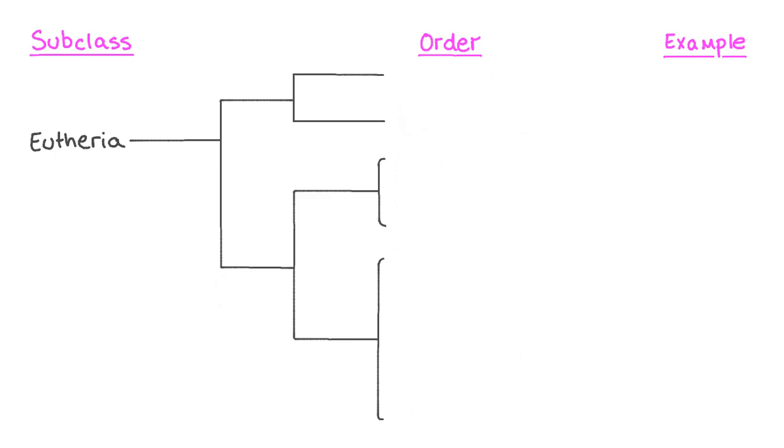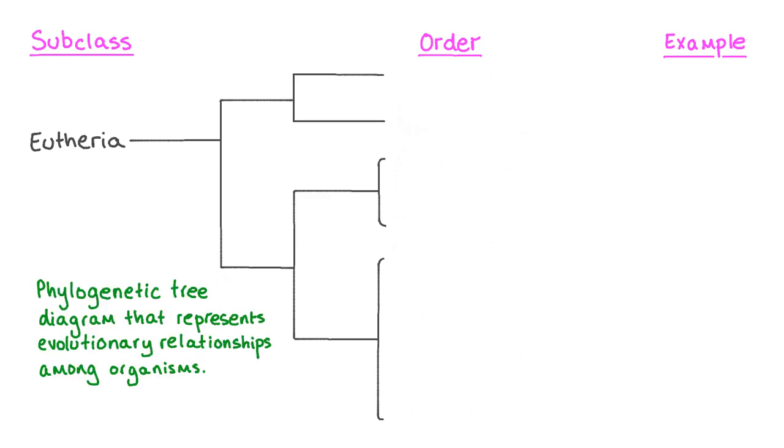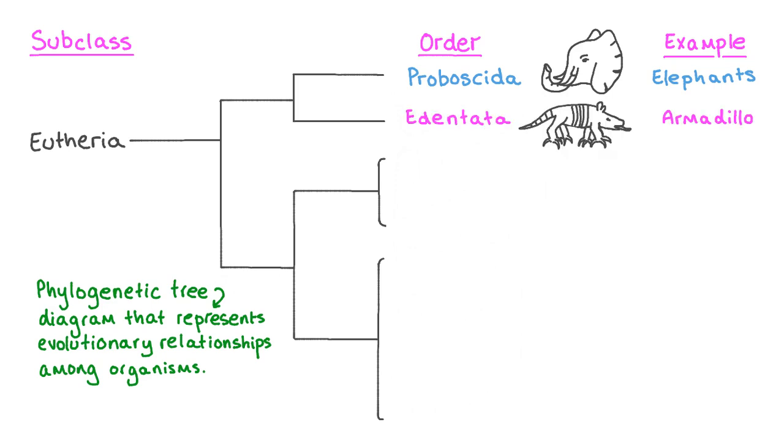As this subclass is so diverse, let's take a look at some of the features of different orders within Eutheria in a phylogenetic tree. A phylogenetic tree is a diagram that shows us the evolutionary relationships between closely related organisms. The order Proboscidea, which includes animals like elephants, are distinguishable by their long, muscular trunks and specialized incisors that elongate into tusks. The order Edentata, which includes armadillos, are characterized by a reduced number of teeth or no teeth at all, and strong, curved claws.